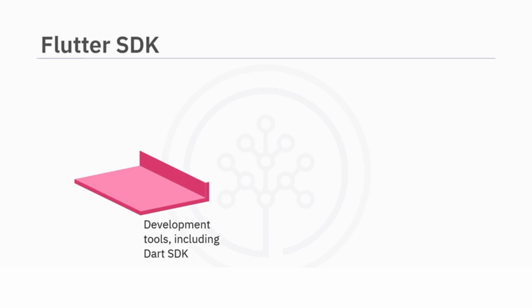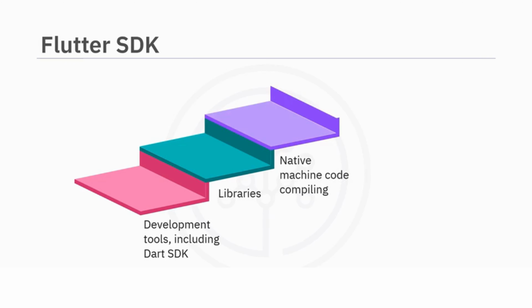The Flutter SDK is a collection of tools that developers need to create applications with Flutter. It includes the Dart SDK, which is essential for running and compiling Flutter apps. The SDK provides developers with everything required to build, test, and deploy Flutter applications. It includes libraries, tools for compiling code into native machine code, and tools for debugging.